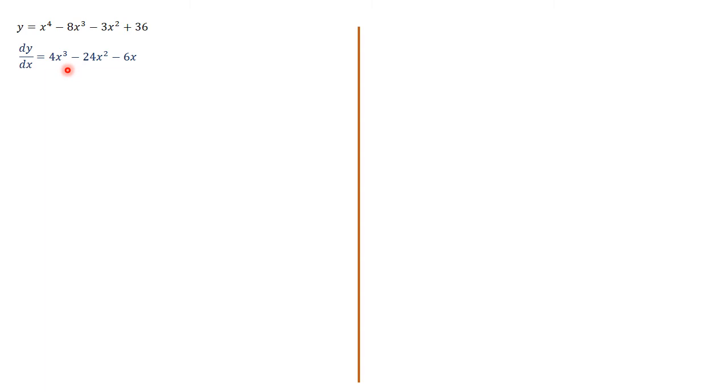So the first derivative will be 4x cubed minus 24x squared minus 6x. Putting that equal to 0, you get the values of x as these ones here. Again, since it's a cubic equation, we expect to get 3 answers.